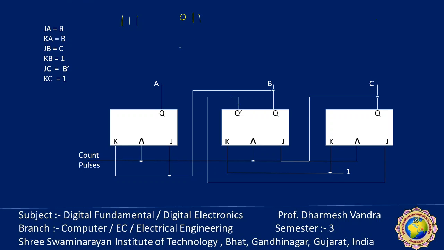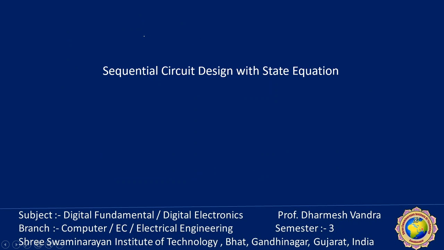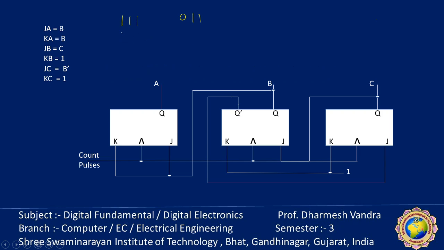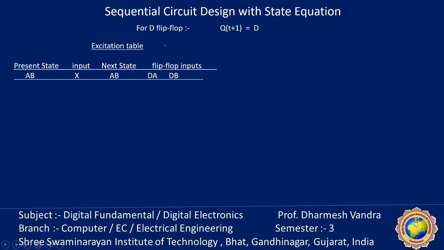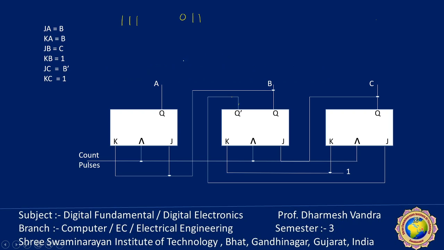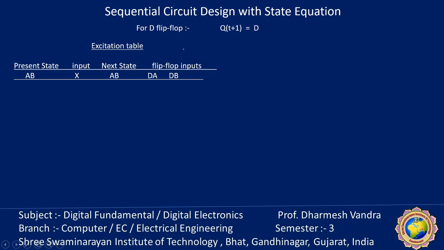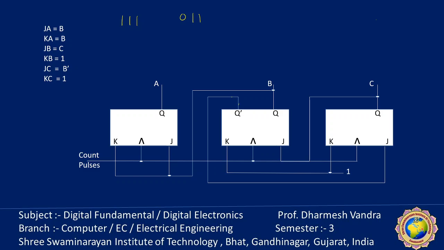So suppose here the present state is 1 1 1. So A, B and C. A is equal to 1. Okay, B is equal to 1. C is equal to 1. So 1, 1 and 1.